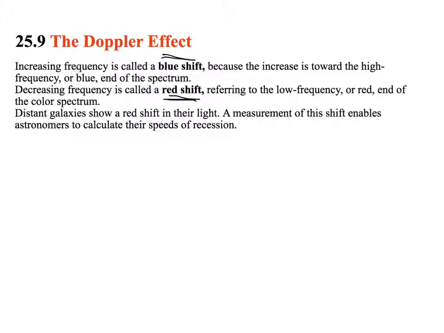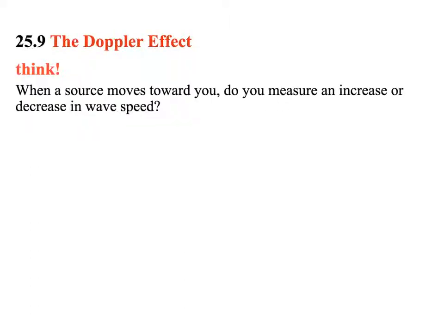Distant galaxies show a red shift in their light. A measurement of this shift enables astronomers to calculate their speeds of recession. When a source moves towards you, do you measure an increase or decrease in wave speed?